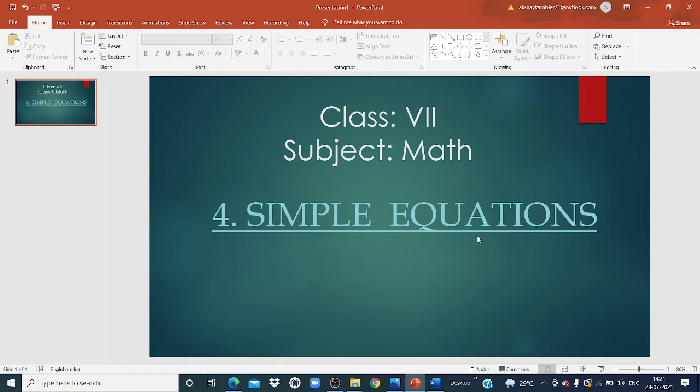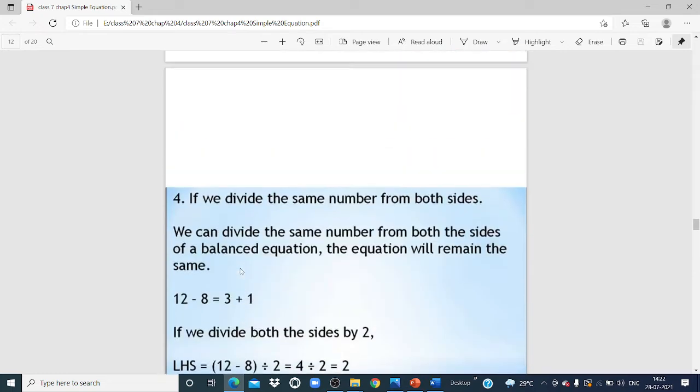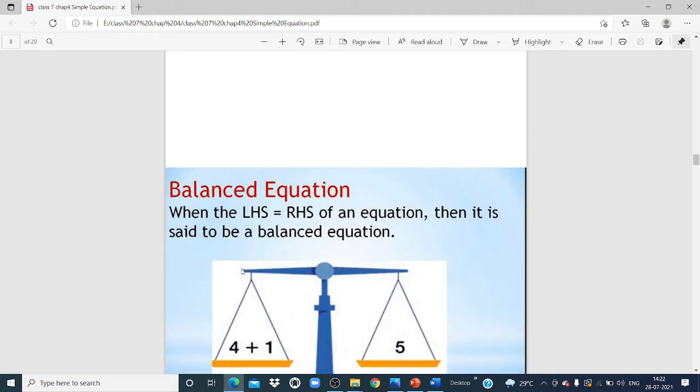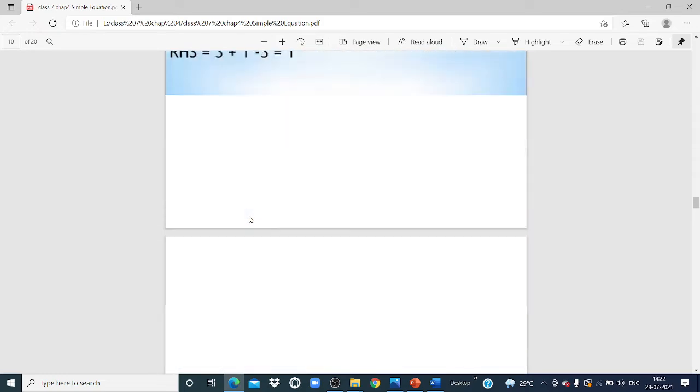Fine? Yes, we have started chapter number 4 of mathematics, that is simple equations. Right my dear students, in the starting of the chapter we have learned what are equations, variables and constants, and then we have learned how to find the equation by using statements, and how to write the statement by using equations, right? So we have covered all these points in the last two sessions. We have also learned about the balanced equation and we have solved some more examples based on balanced equations, right? We have also cleared our exercise 4.1 and 4.2.